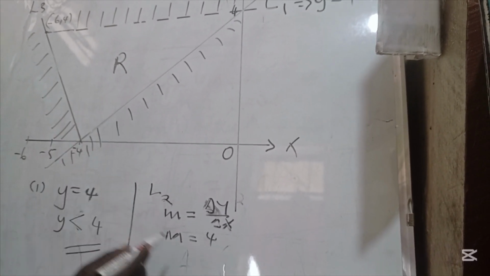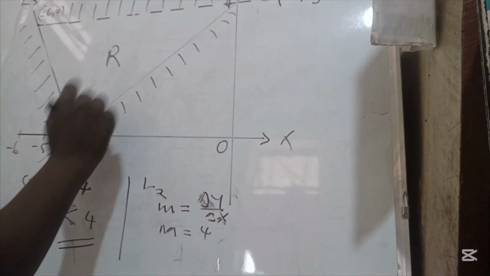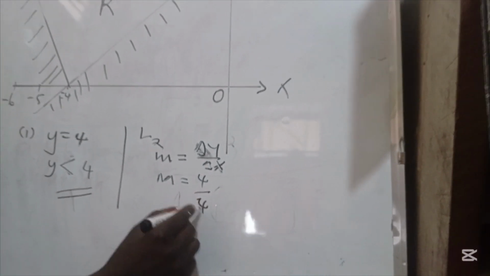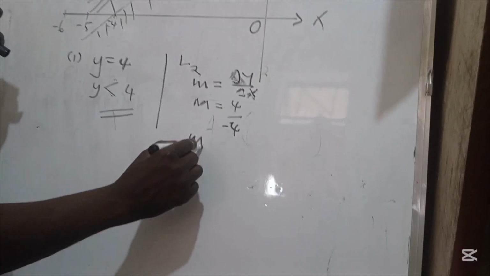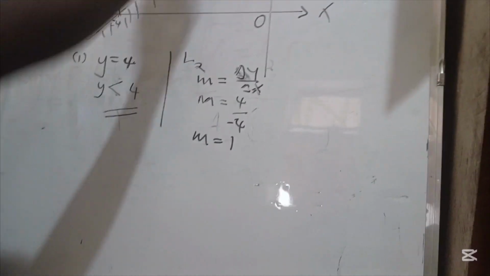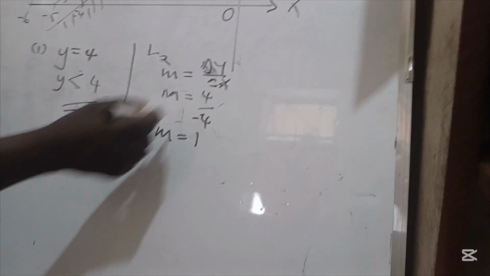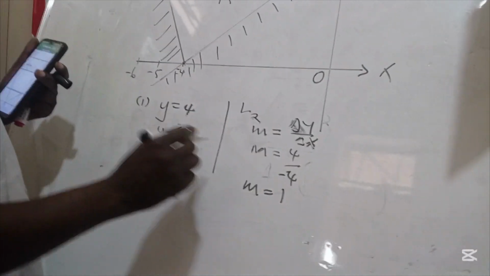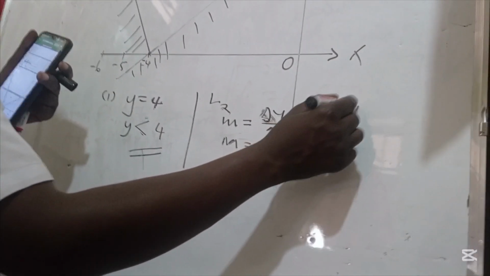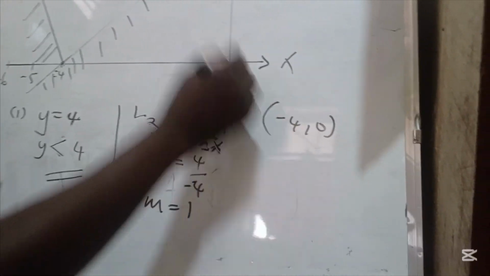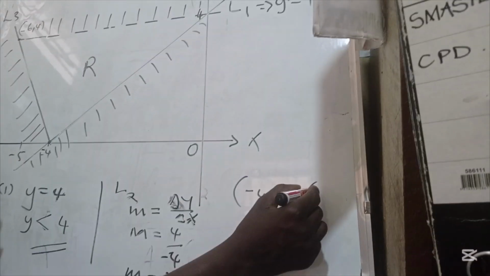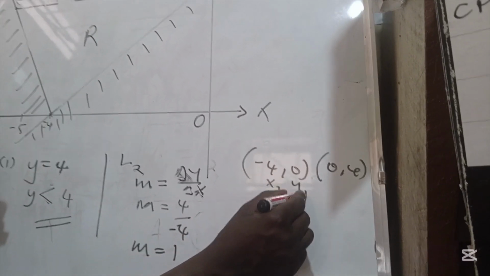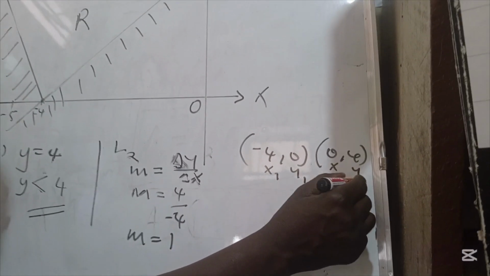Be careful. You should know that the gradient here is positive, so it will be over negative 4, and because it is positive, it will be just 1. So my gradient this side is 1. Now this is a shortcut, but let me show you. This point is negative 4, 0. This point is 0, 4. So this is x1, y1, x2, y2.